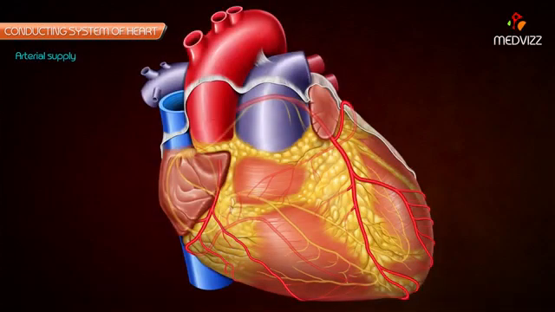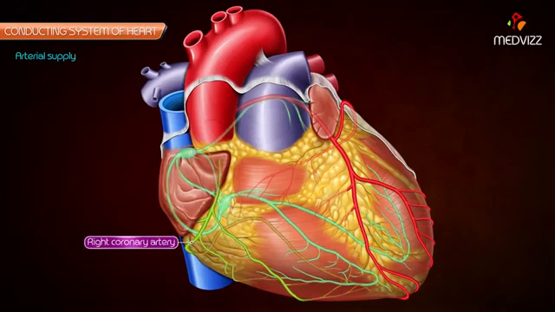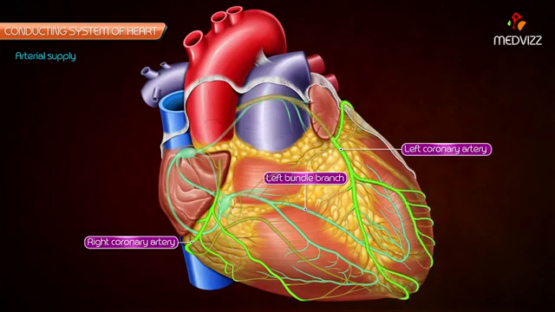Arterial supply of the conducting system. The whole of the conducting system of the heart is supplied by the right coronary artery except a part of the left branch of the AV bundle which is supplied by the left coronary artery.